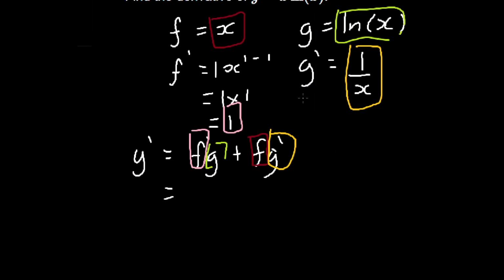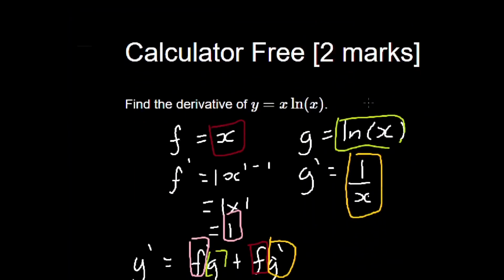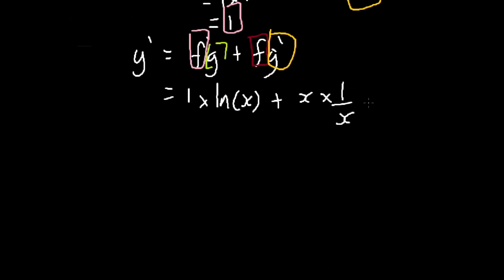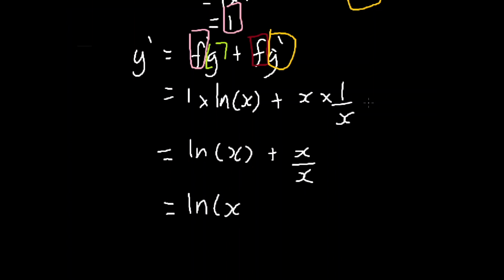So the first one is 1 times g, which is ln of x, plus f, which is x, times 1 on x. Now we can just neaten this up a little bit. It doesn't ask us to simplify, so we don't need to, but let's just make it look better. And then finally, if we really want to, we can go to the next step of saying ln x plus 1. So hopefully that makes sense.